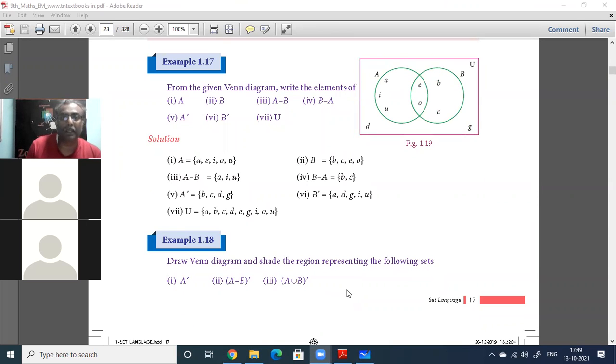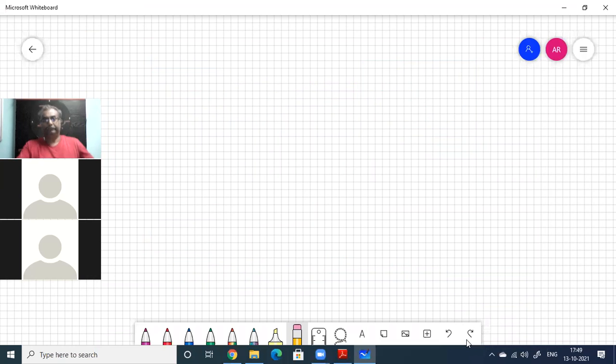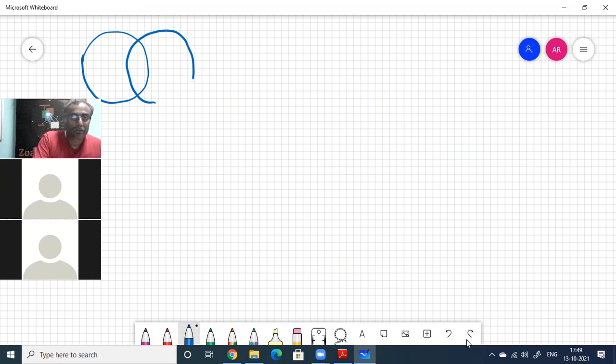From the given Venn diagram, write the elements of A. Arpana, you do the first one. Wait, I will put it on the whiteboard, and then you can do that exercise. Yes, uncle. You don't look at your book, otherwise it's a waste. I'll just shade in the parts, uncle.